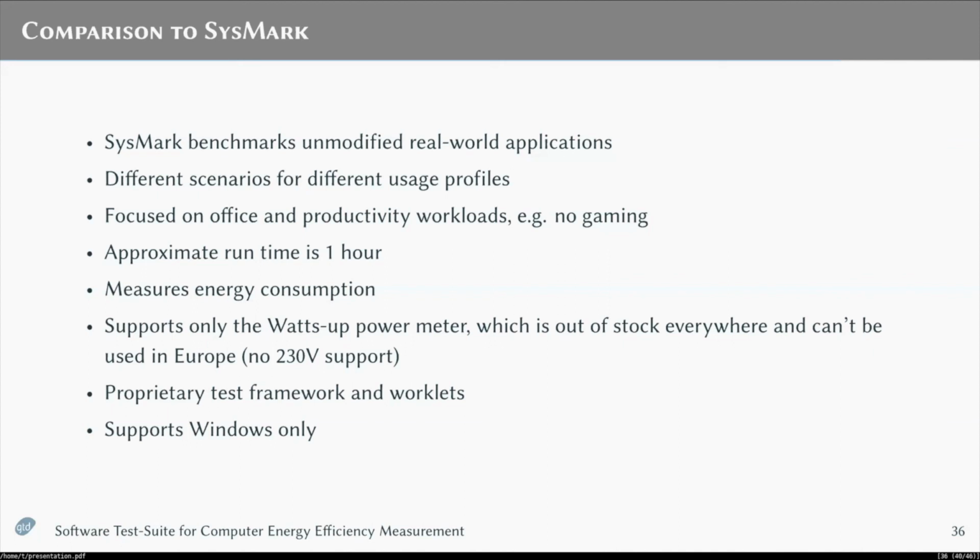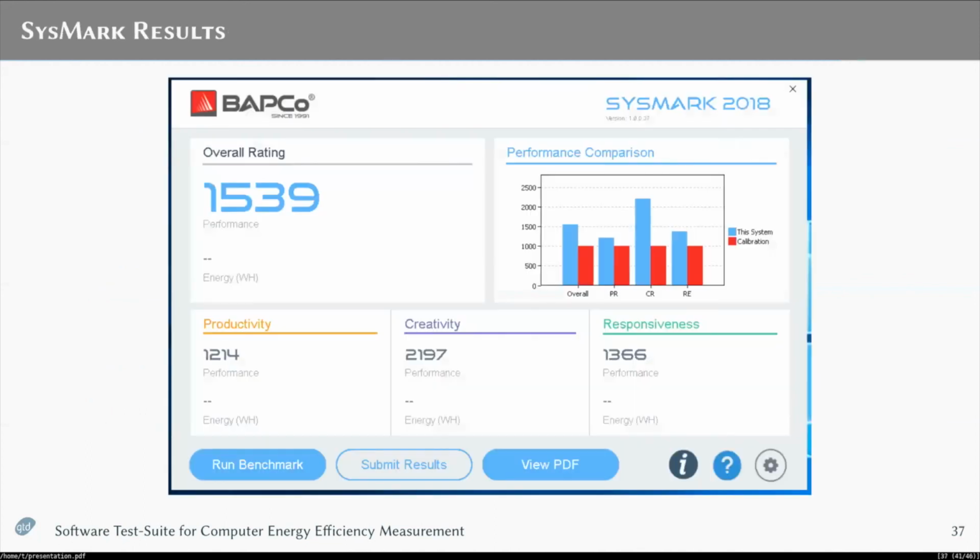Sysmark is a proprietary test framework, and also the worklets are proprietary, so you cannot investigate it or change it in any way. And it also only supports Windows. We have one screenshot of Sysmark 2018. The user interface for Sysmark 25, which is the newer version, is actually quite similar. So basically it gives you an overall rating, gives you productivity, creativity, and responsiveness scores, and also tells you the energy in watt hours. I think during this test run, the energy was not measured, so it's not shown here.